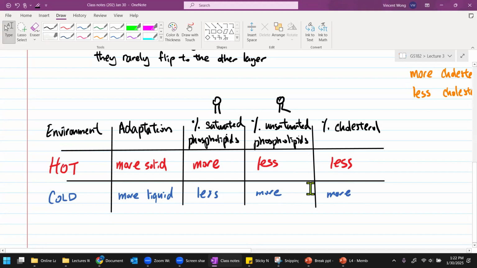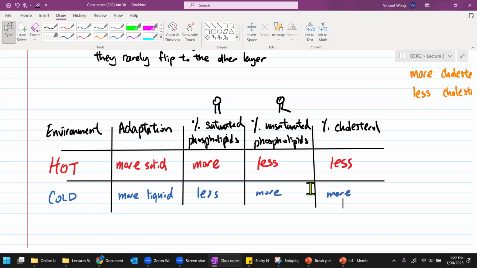You don't get this? No? Okay, do you have a question though? Okay, so your question is why do you need it to be more solid in a hot environment? Okay, so one more time for those of you who might not understand this the first time.